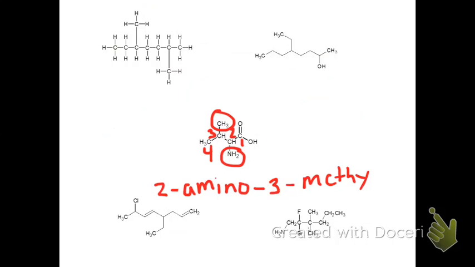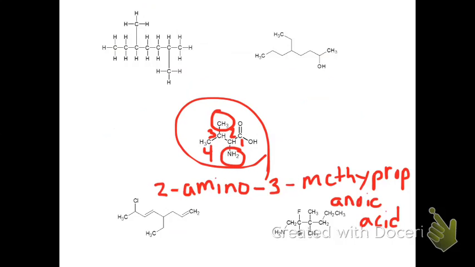The largest chain is going to be 3. So we have prop, and I'm running out of room, and it's an acid, a carboxylic acid is the functional group. So propanoic acid. Okay, it's going to be this one here. Alright? And so that's how we would do it. Our two substituent groups, 2-amino, 3-methyl. Longest chain is 3, so it's prop. And the functional group is a carboxylic acid, so propanoic acid would be our deal.